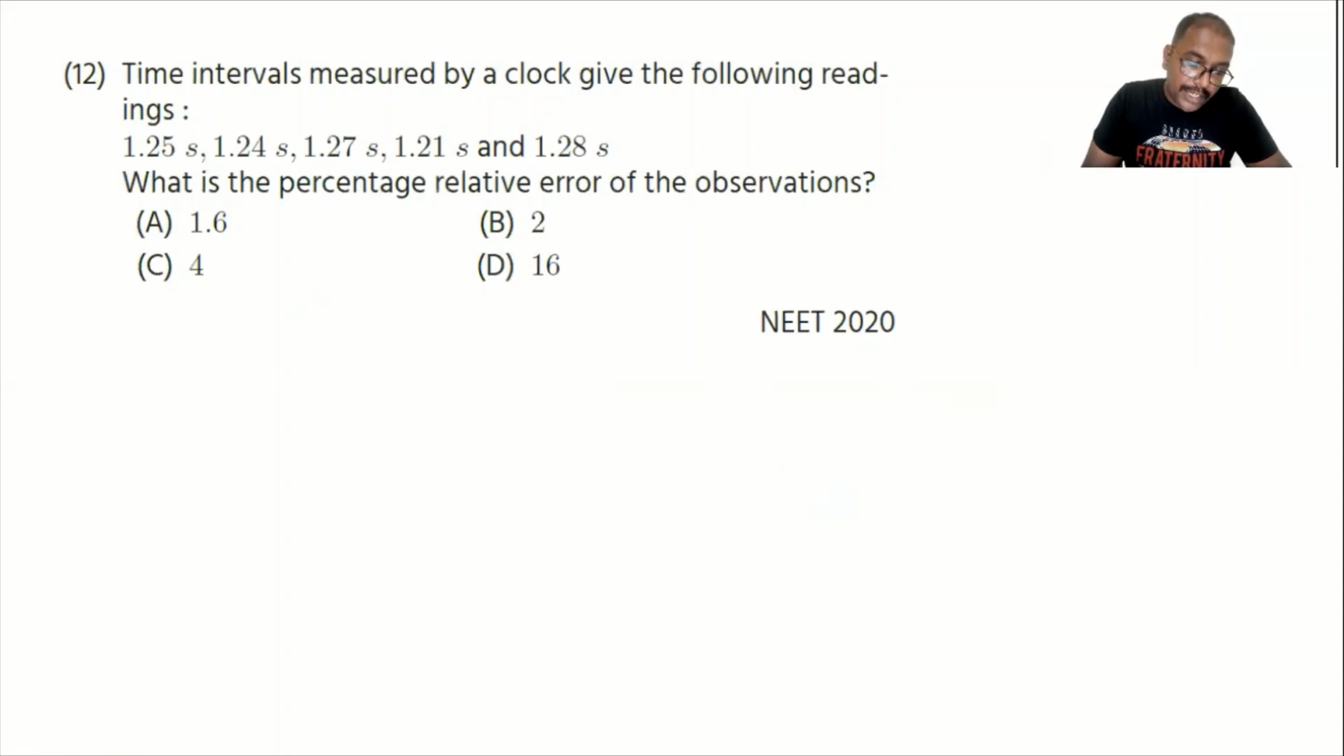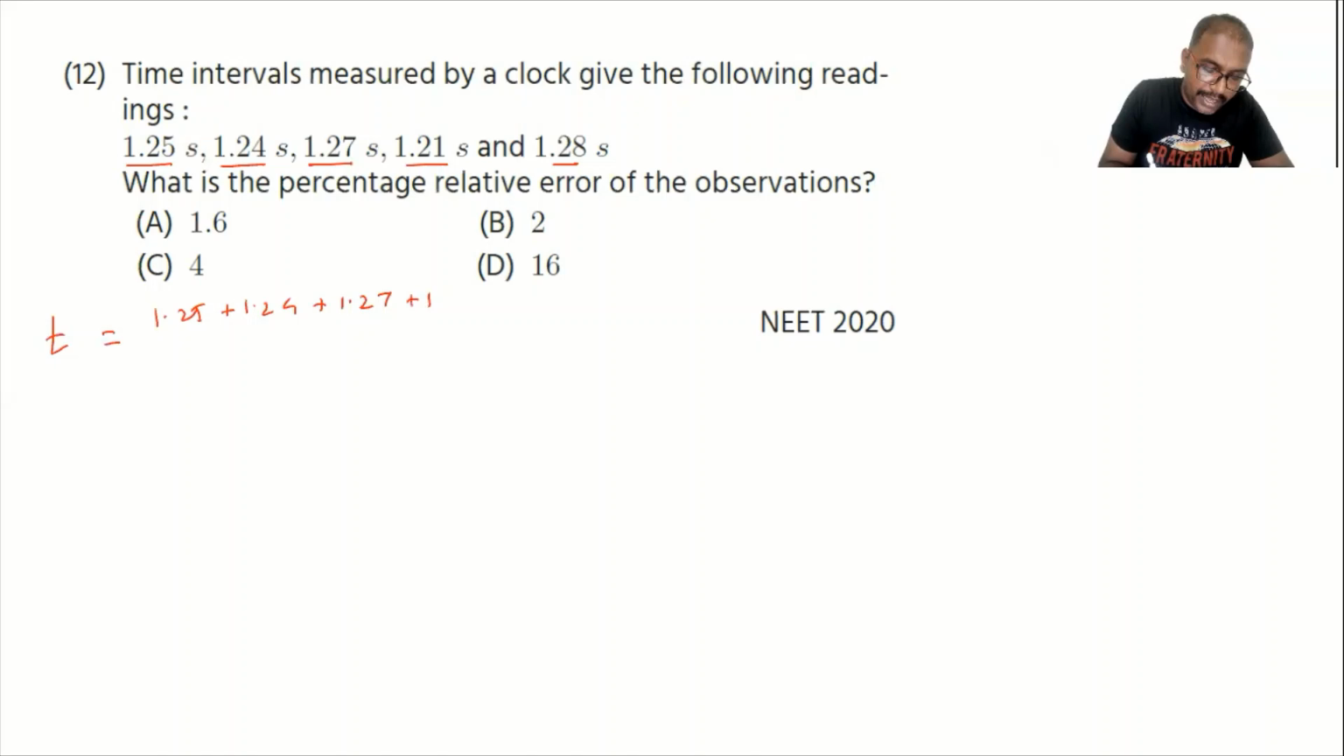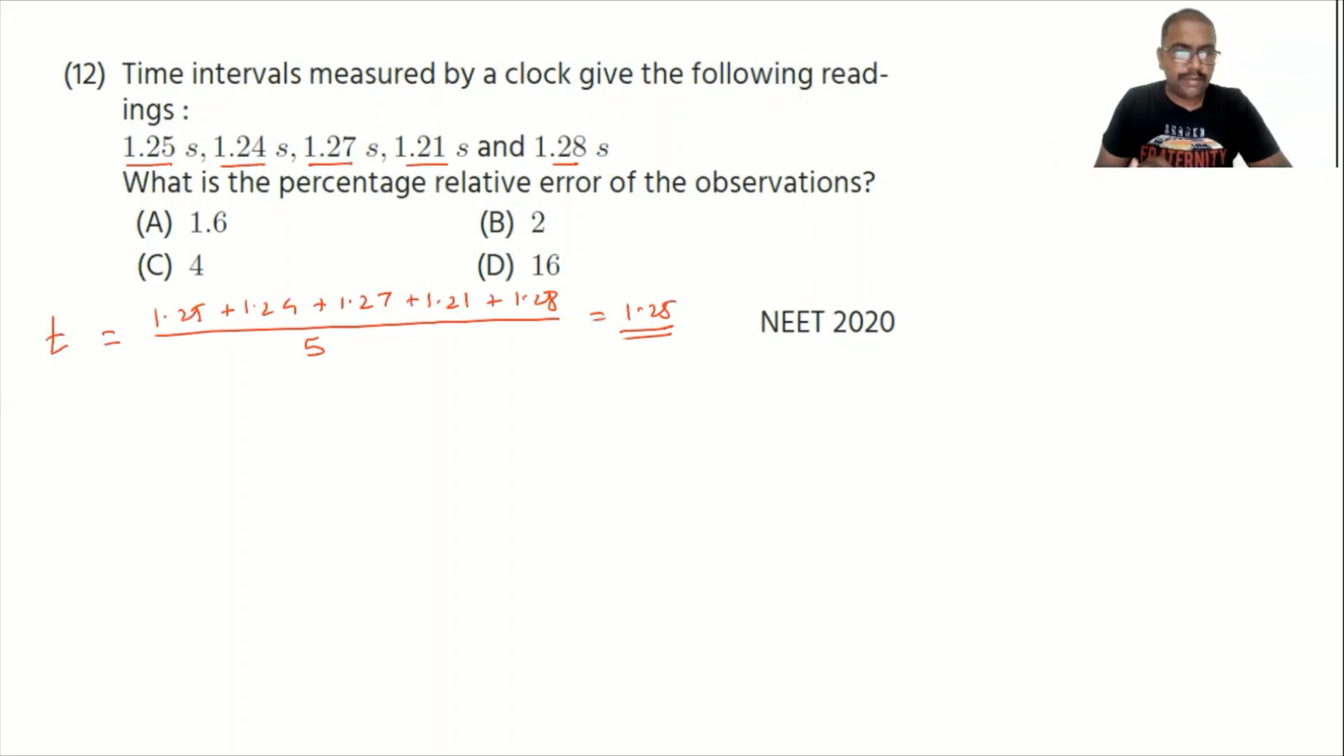Now next one. The time interval measured by a clock gives the following readings. These are the 5 readings. What is the percentage relative error in the observation? So first find the mean value, T mean: 1.25 plus 1.24 plus 1.27 plus 1.21 plus 1.28 divided by 5. So it is coming 1.25. You can do the addition and divide it by 5.